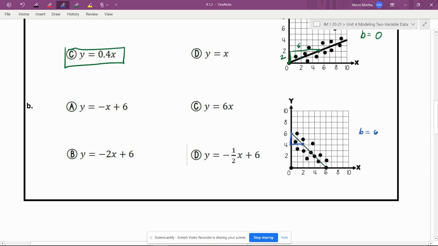And then this one, if you guys notice, we start off here and then we can go up to the next point right there. So we went down 2 and then 2 to the right. So our slope m here is equal to -2/+2, which is just equal to -1. So our equation has to be y equals -1, or just -x. Remember, you don't have to write the 1, and then +6. And therefore, it's A right there.